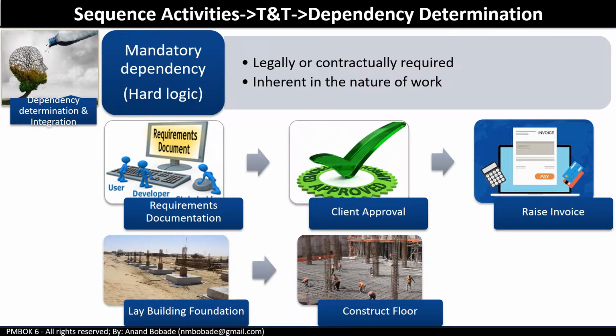Another example, some activities have an inherent relationship. In this case, you lay a building foundation and then you start constructing a floor. So unless and until the foundation is done, you cannot start with the next activity. So both are mandatory dependencies.